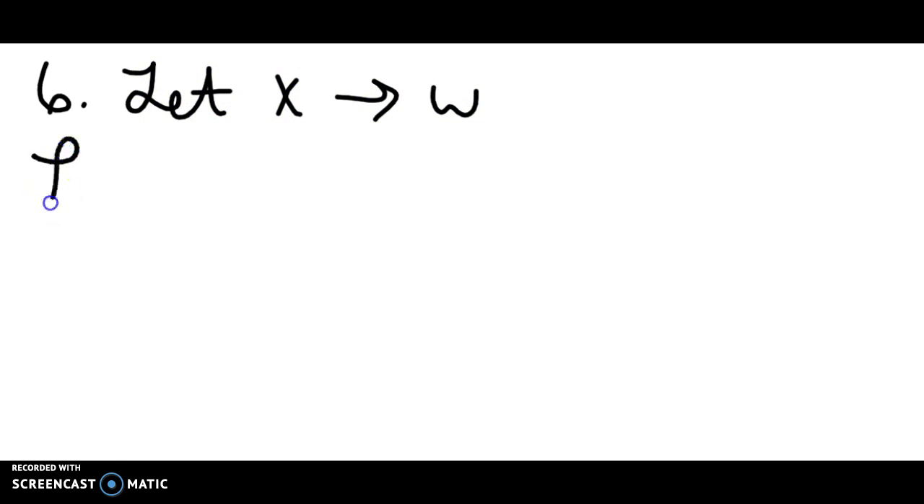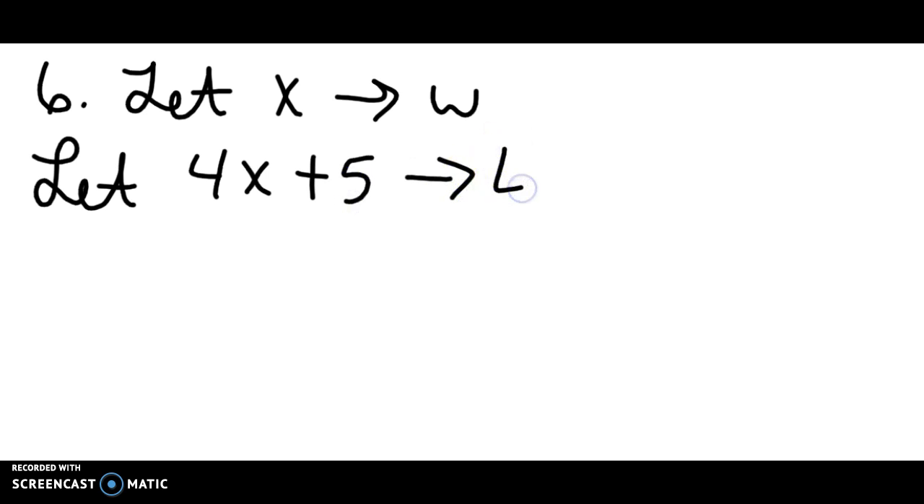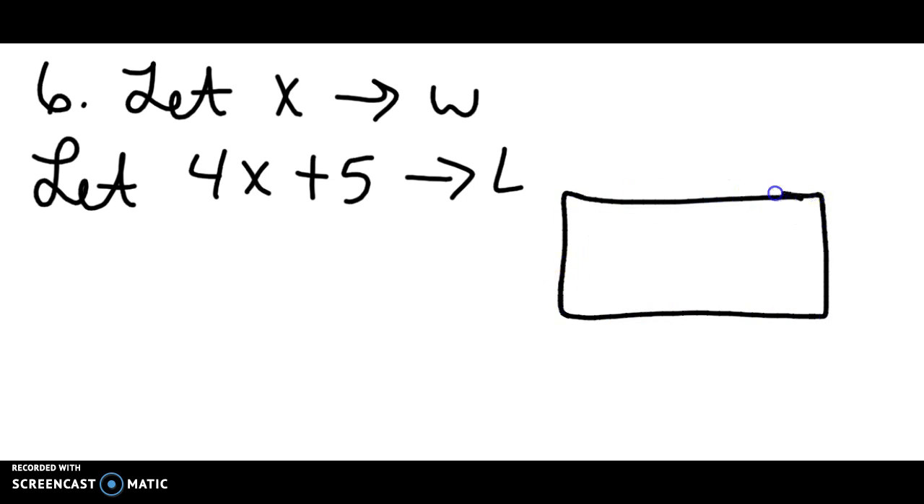Number 6, again, we don't know the width, so we're going to say let x equal the width. And then let's read it. The length of a rectangle is 5 inches more than 4 times the width. So 4 times the width and 5 inches. Okay, more. So that's your length. So I'm going to draw the picture. Okay? So I'm saying this is x, this is x, this is 4x plus 5, and this is 4x plus 5.